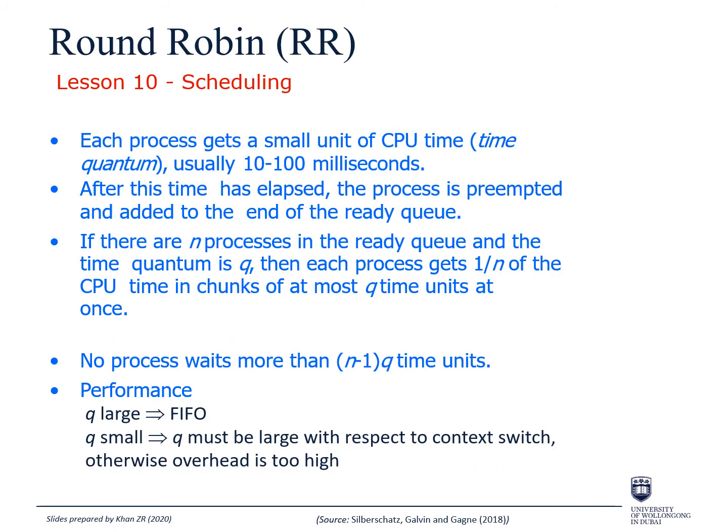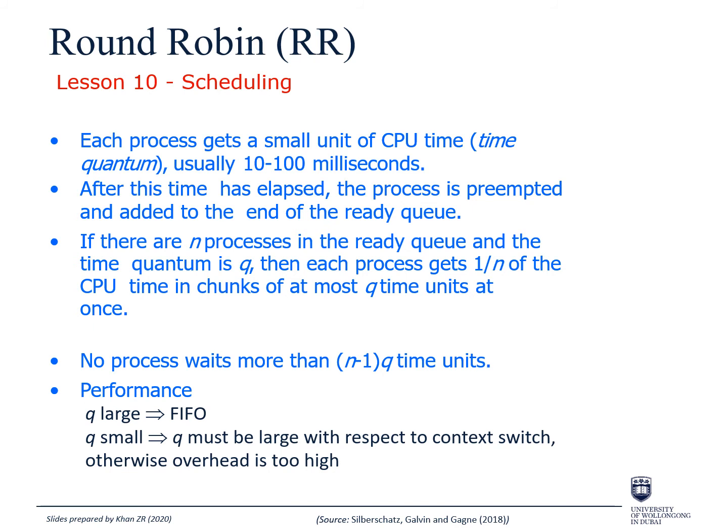Finally, round robin, or RR. Each process gets a small unit of CPU time, or time quantum, usually between 10 to 100 milliseconds. After this time has elapsed, the process is preempted and added to the end of the ready queue. If there are n processes in the ready queue and the time quantum is q, then each process gets 1 over n of the CPU time in chunks of at most q time units at once. No process waits more than n minus 1 times q time units.